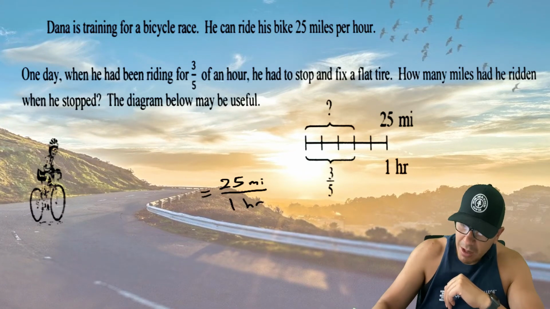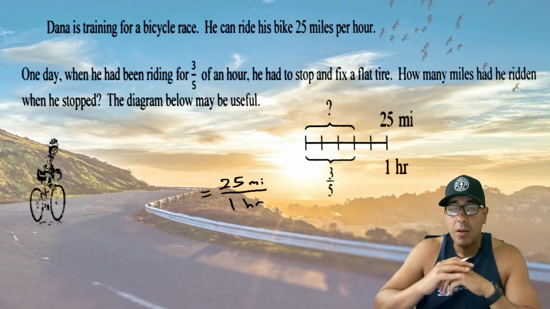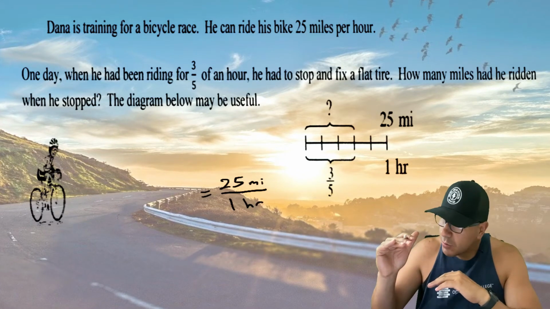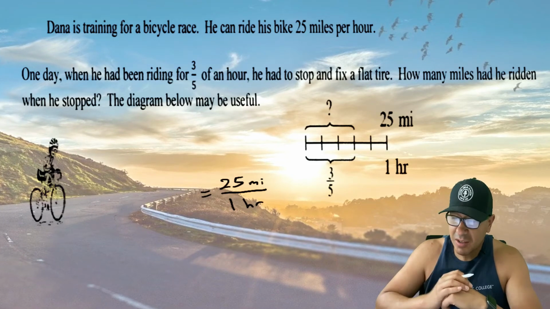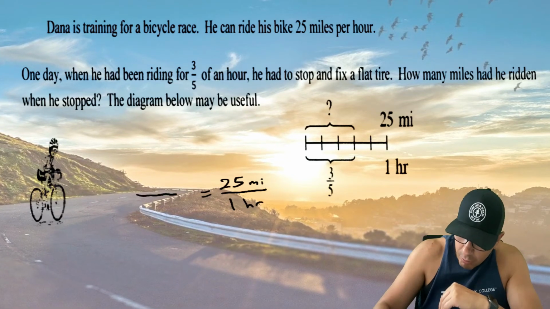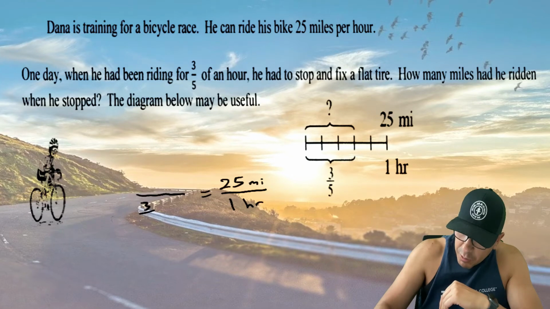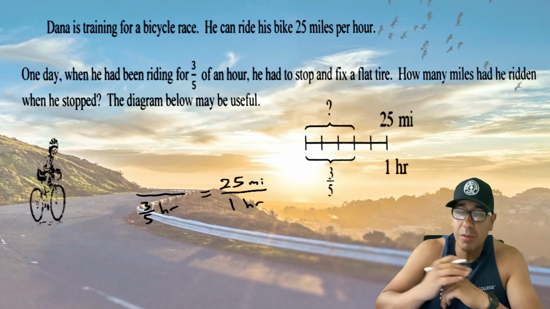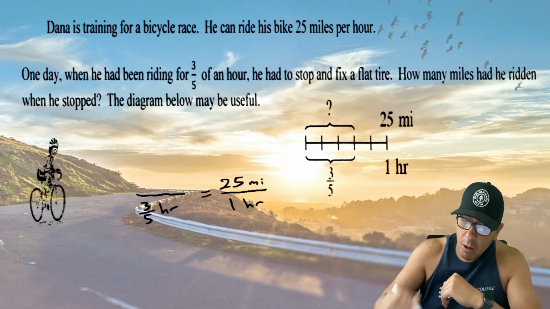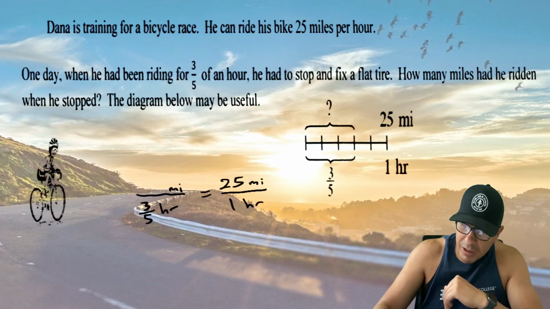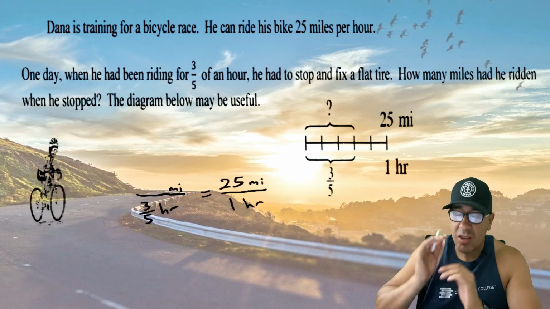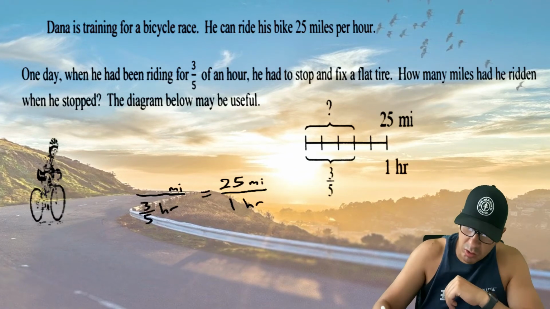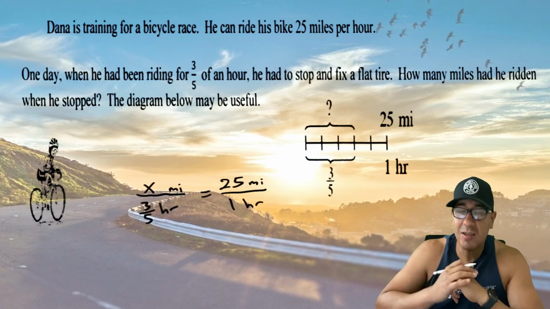All right, but notice before they stopped, what did they do? They fixed their flat tire. So before they stopped, they didn't ride that full hour. They did 3/5 of that hour. So the big question is, how many miles? We're looking for how many miles they rode up to that point. That is what we don't know, so we're gonna say x right here.